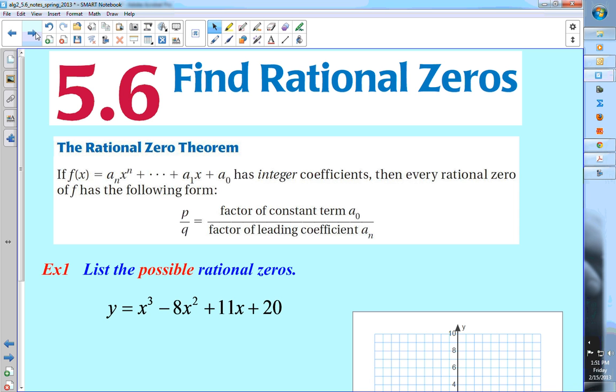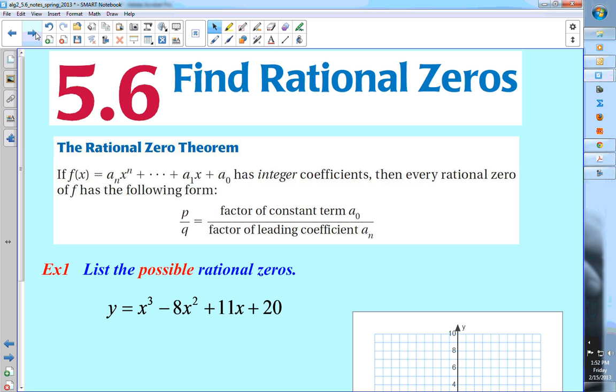Some polynomials don't have any rational roots, but most do. If a polynomial has a rational root, what we're telling you in the rational zero theorem, the rational root theorem, is that any potential rational root has to be from the set of p divided by q numbers. P are the factors of your constant term, a sub 0. Q are the factors of your leading coefficient, a sub n.